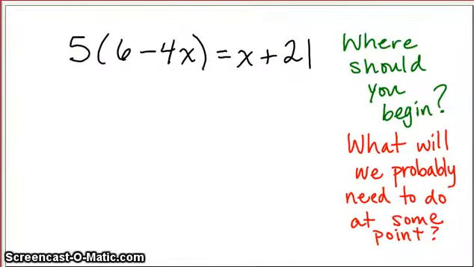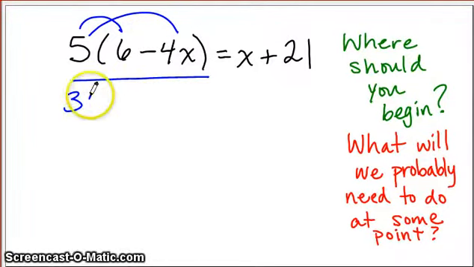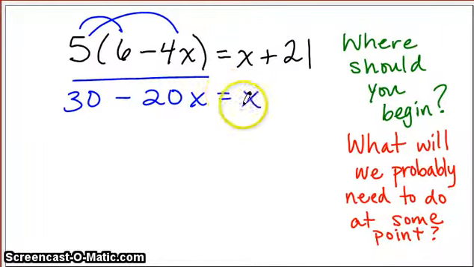Okay, so here's a little bit longer equation that is a little more involved. Where should I begin? Probably at the distributive property that I've got. So I need to distribute 5 inside to that 6 minus 4x. I'm going to get 30 minus 20x. And then we've got x over here. That's 21. What we probably need to do at some point is gather our like terms.